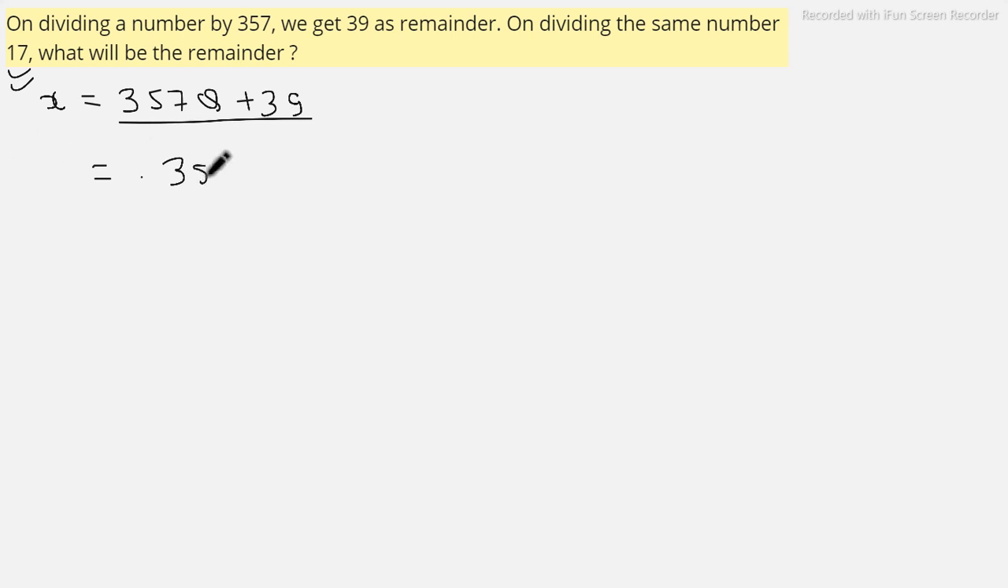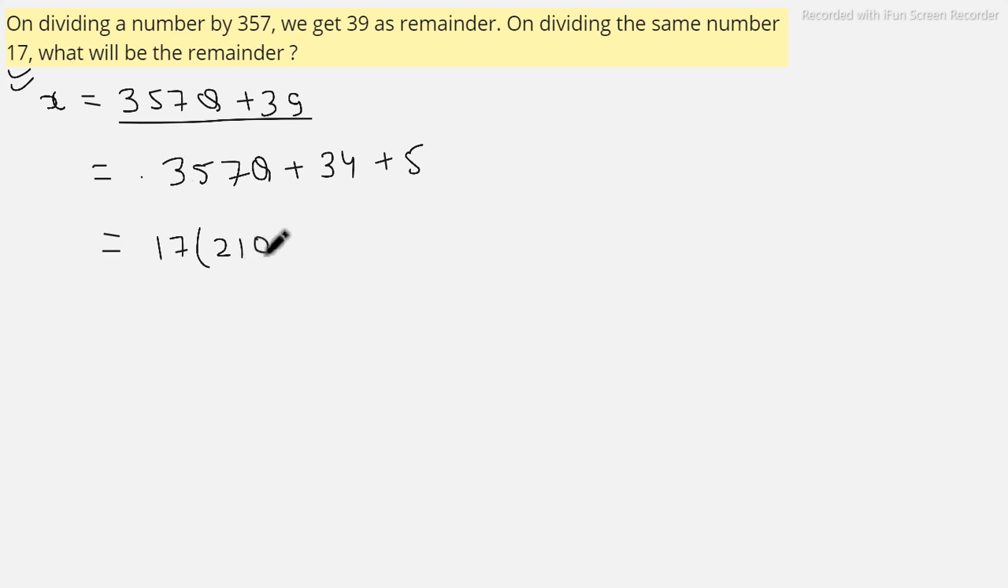This is 357q plus, we can write 39 as 34 plus 5. So why are we doing this? Because 34 is a multiple of 17 and we have to take out 17 as common so that we can find the remainder. So if we take 17 as common, we get 17 into 2, 34, plus 1, 71.